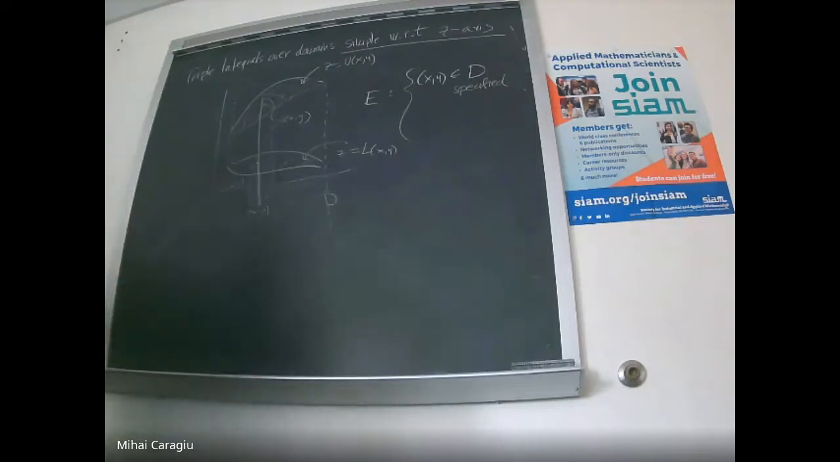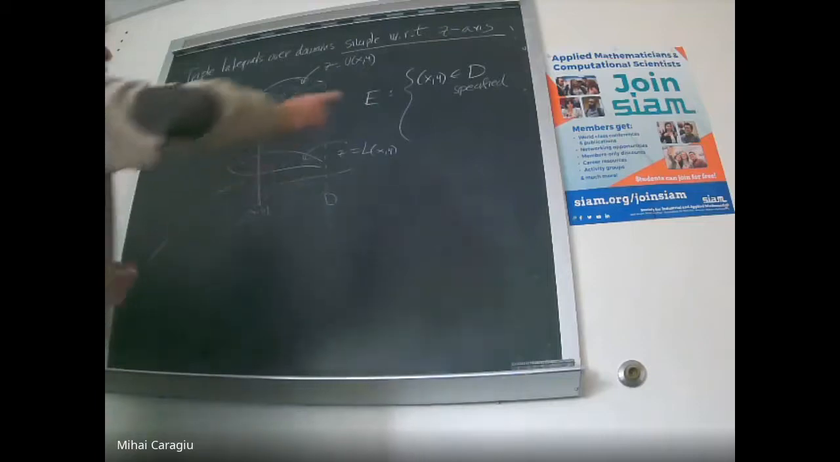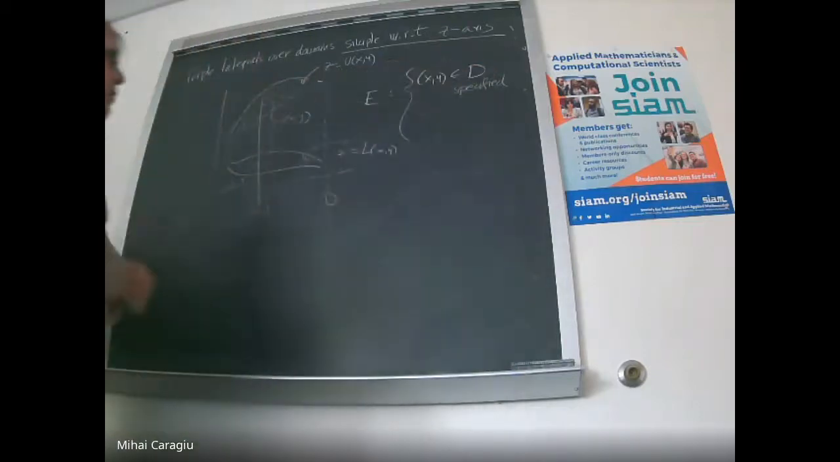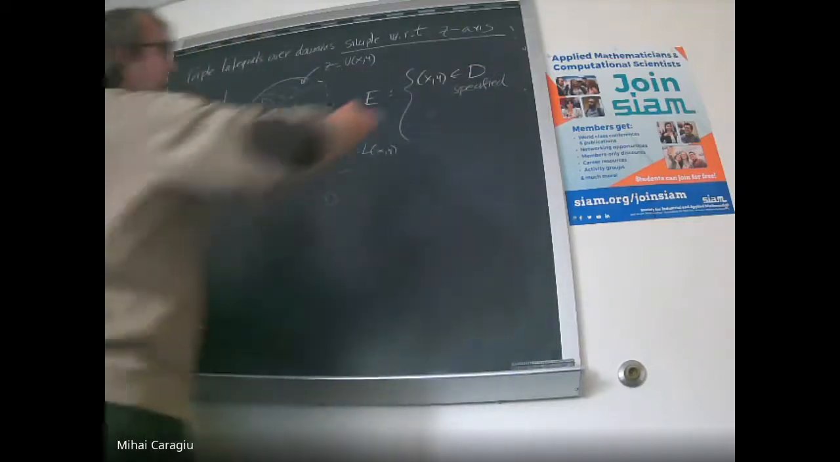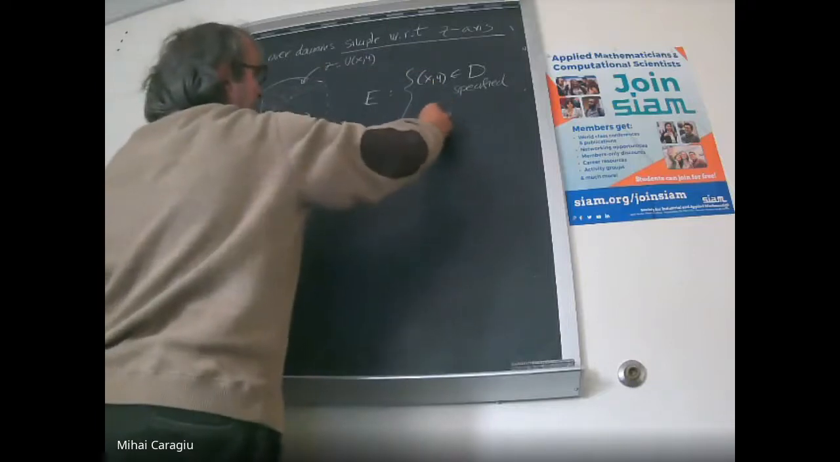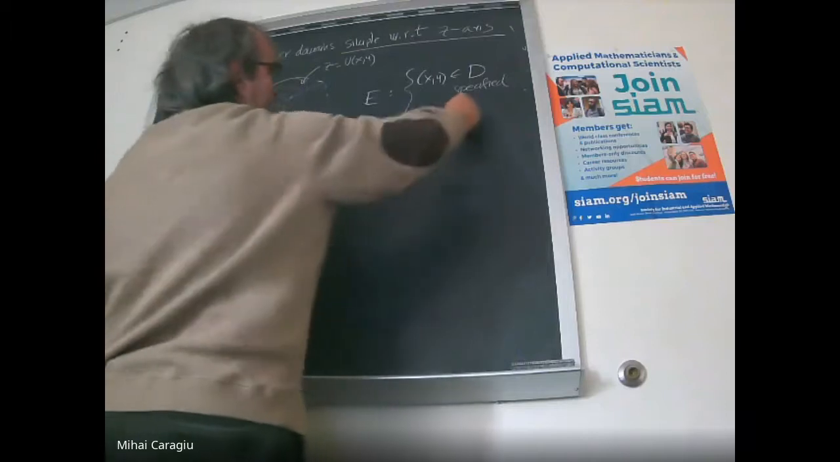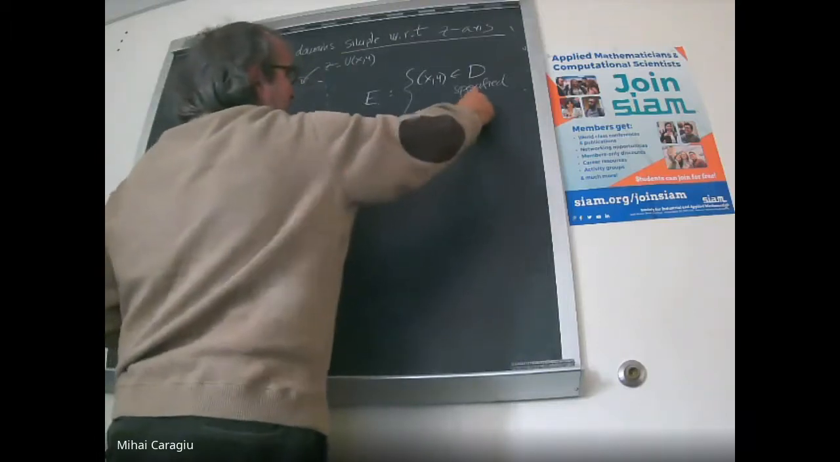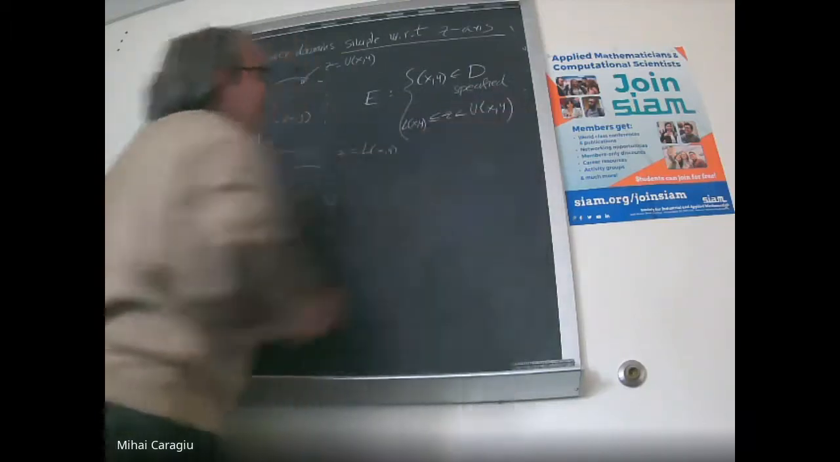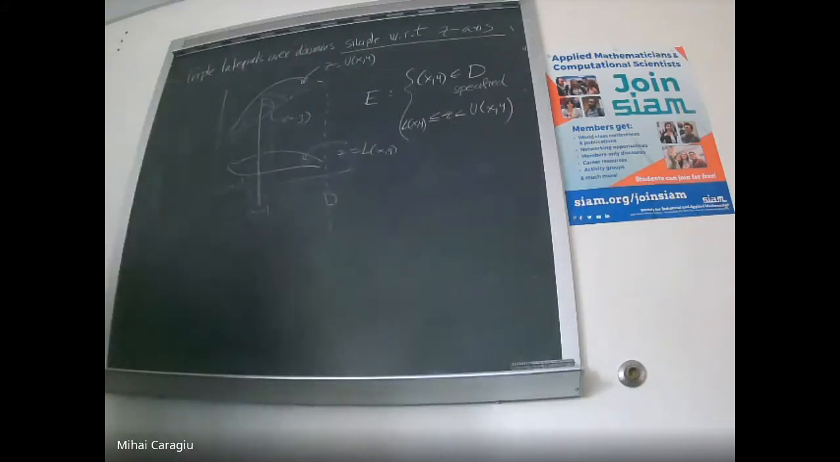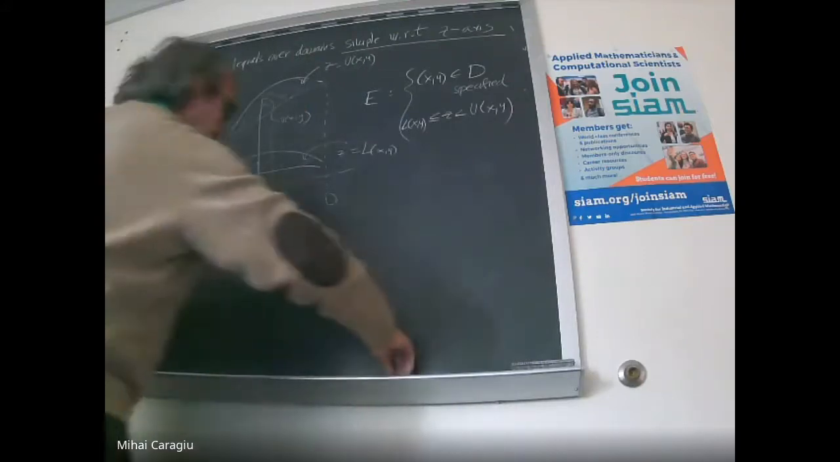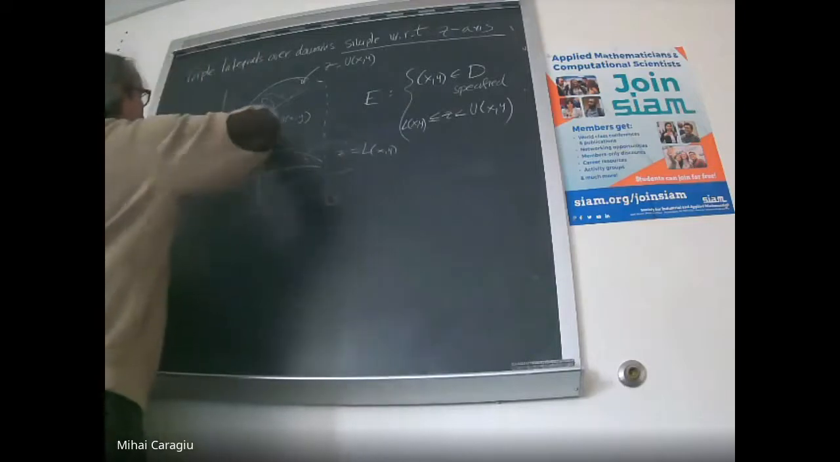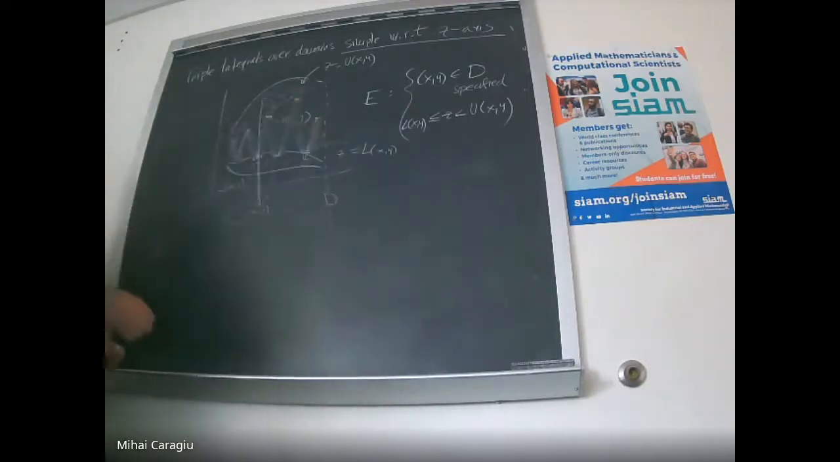So what's the formal definition of such a domain simple with respect to the z-axis? xy is confined to D, D is a plane domain in 2D, and then for every point xy in D, z is between l of x and y, l from lower, and less than or equal to u of x and y, u from the upper surface. So this is the intuition of the domain between this lower and upper surface. Okay.